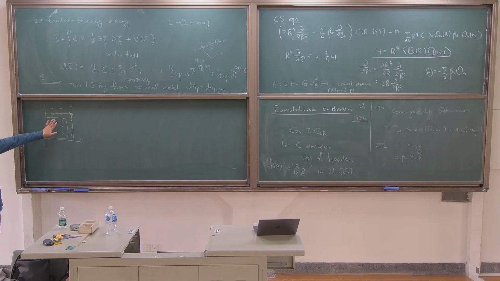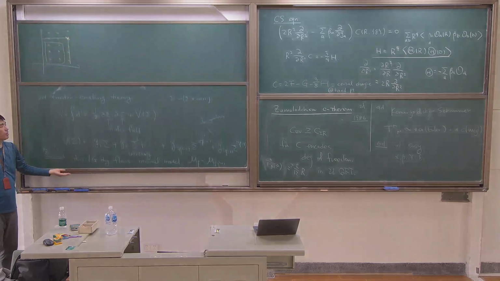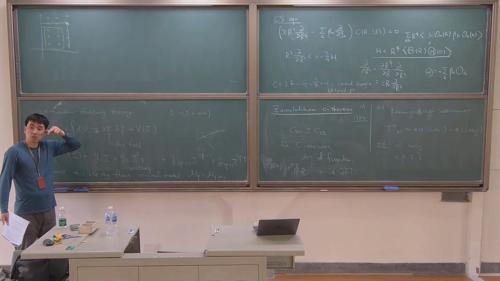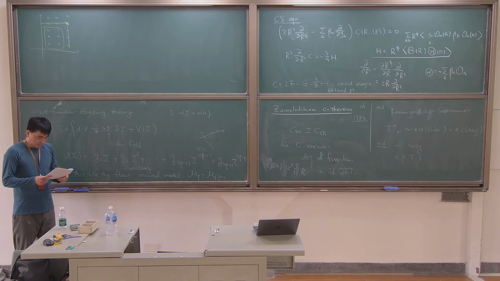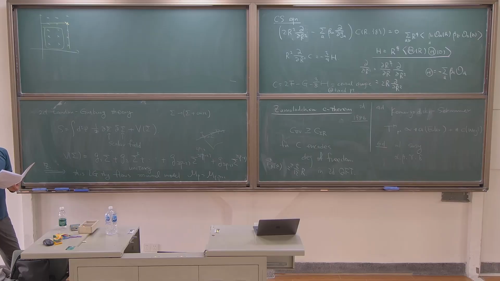This CFT can be realized as the fixed point of a Lagrangian theory with a very simple action, with one scalar field with this potential. That's the proposal of Zamolodchikov. And that's what we are going to see from the next lecture. I don't think I have time to talk about this one now. So that's what we are going to see next lecture.